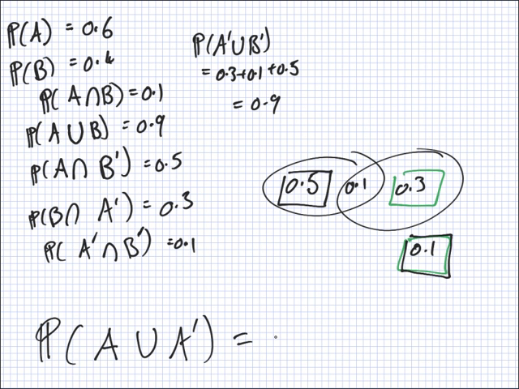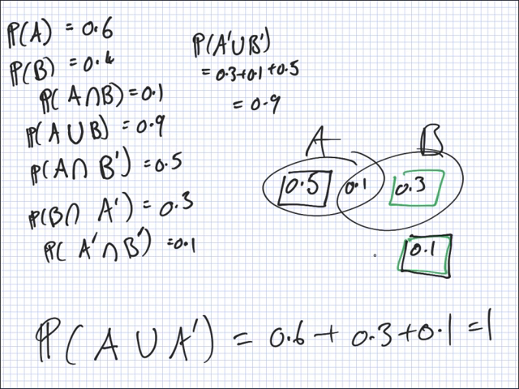What's the A part here? 0.6. If that's A and that's B, it's 0.6. And then the not A is 0.3 and 0.1. So the total here is 1. But that's actually always true.